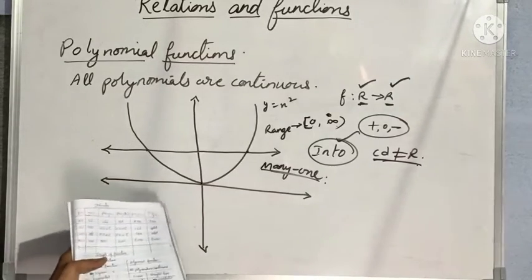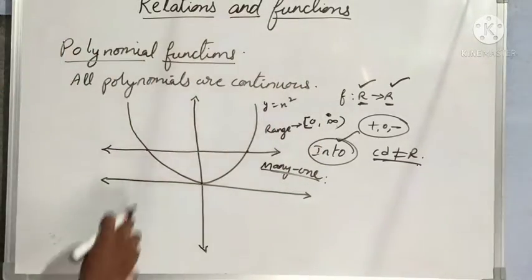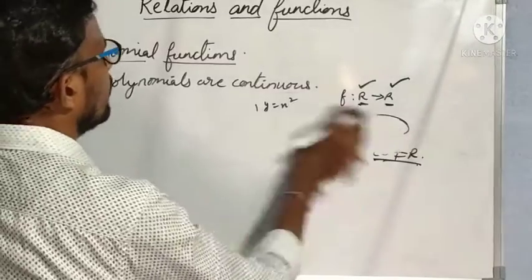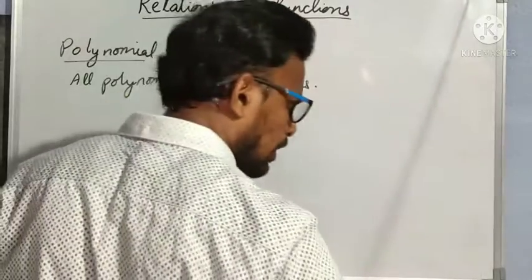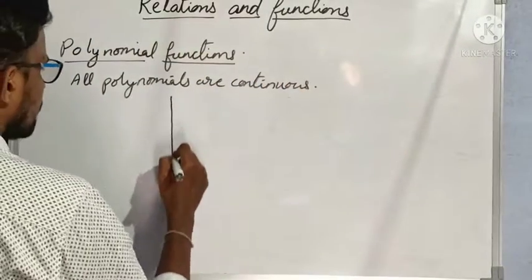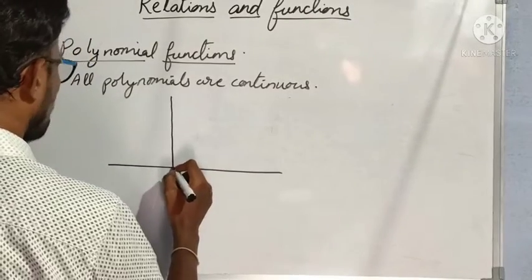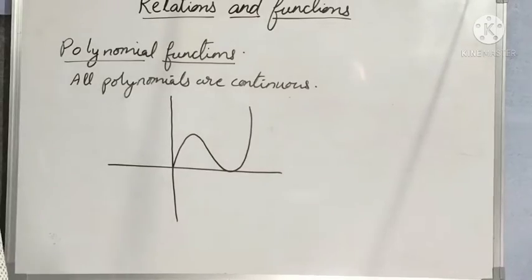Y is equal to x square, that is a quadratic polynomial. Clear? Next, let us see the cubic polynomial and then today's topic, and we'll continue in our next class. Okay, just let us see how the cubic polynomial will be. So, n-shaped curve. So this is a cubic polynomial.